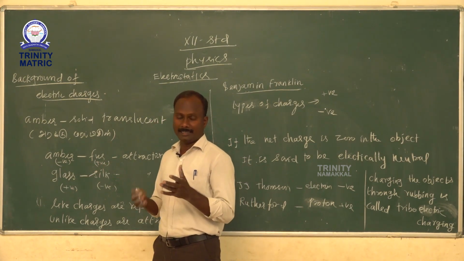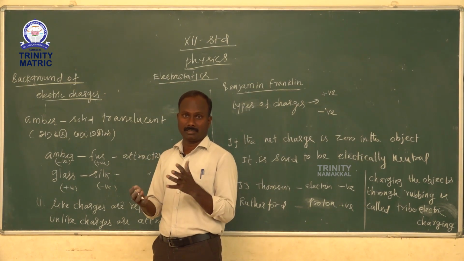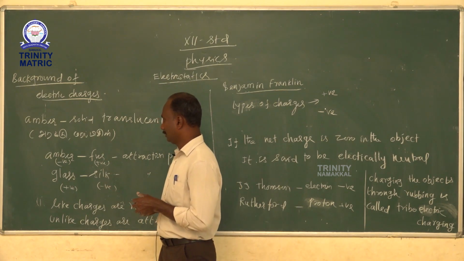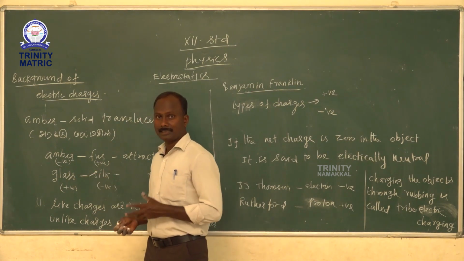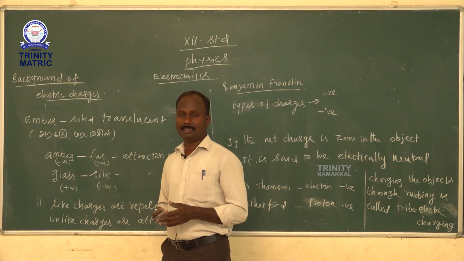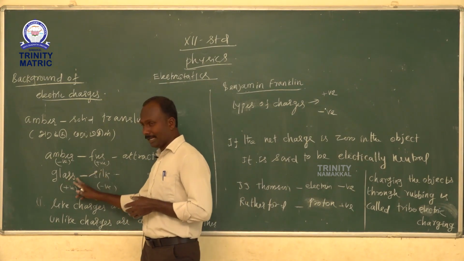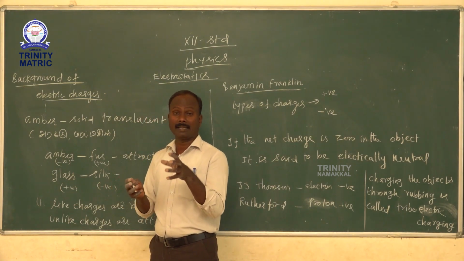Now the scientists became interested in preparing various materials. How will you attract? They tested some of the materials: glass, silk cloth, ebonite, etc. When glass is rubbed with silk cloth, the glass also shows some attraction property.